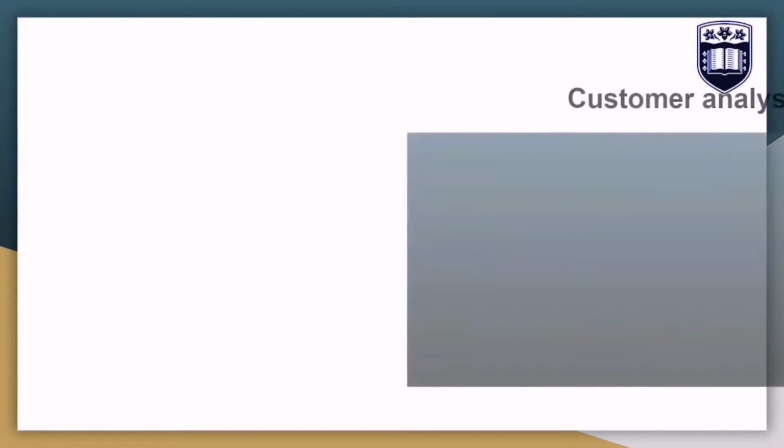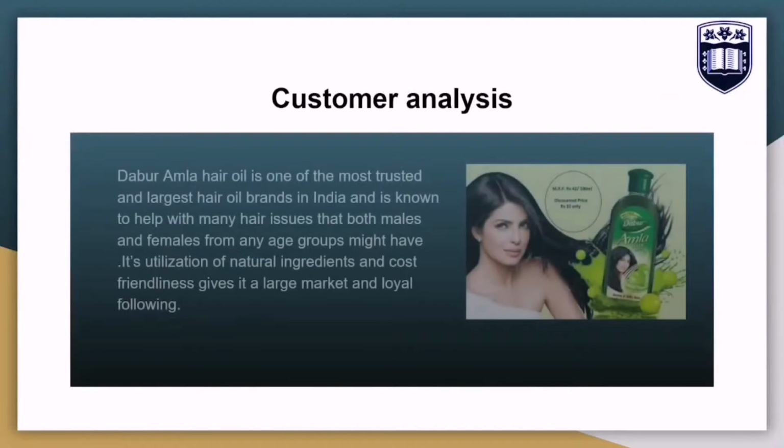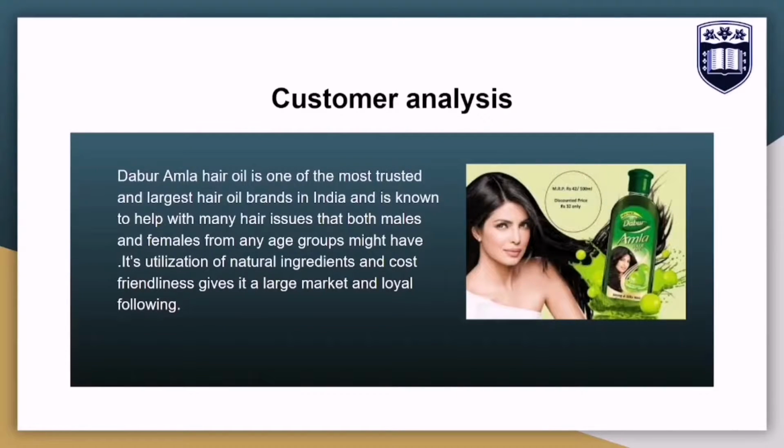DABUR is one of India's most well-known consumer goods companies with a huge variety of products ranging from skincare to hair care and personal care. One of their most popular products is the Amla hair oil, which is widely known to help with many hair issues that both males and females may deal with. Their utilization of natural ingredients and cost-friendliness in the oil gives it a large market and loyal following.